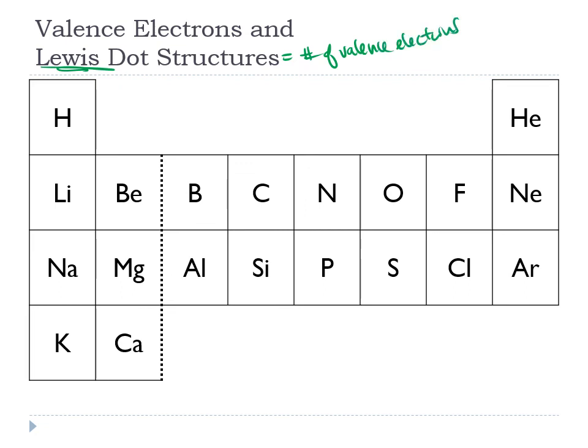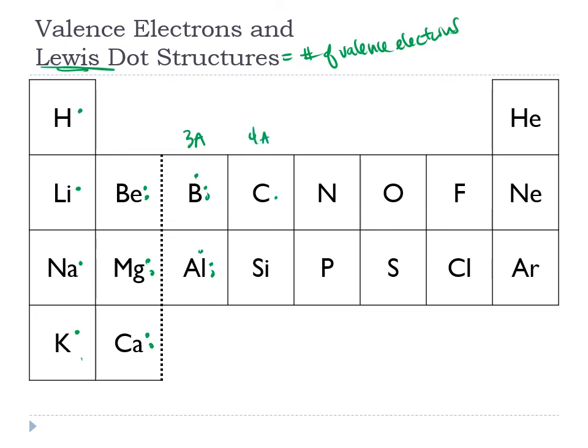Electrons, I can spell. Hydrogen has 1, lithium has 1, sodium has 1, potassium has 1 because they are all alkali metals. Beryllium has 2, magnesium has 2, calcium has 2 because they're all alkaline earth metals. These guys are in the 3A. They have 1, 2, 3. Aluminum has 1, 2, 3.